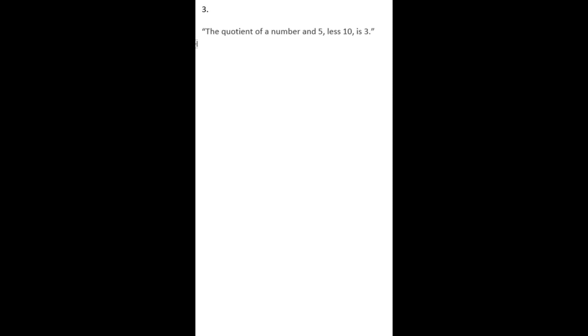All right, here's our last problem. The quotient of a number and 5 less 10 is 3. Don't let the words "quotient" and "less 10" scare you. The word quotient refers to a division. It literally means the answer to a division problem. All right, so starting with our equal sign, the quotient of a number and 5 less 10 is 3. So let's start with that equals. And of course, equals what? Equals 3. So that's the second step here.